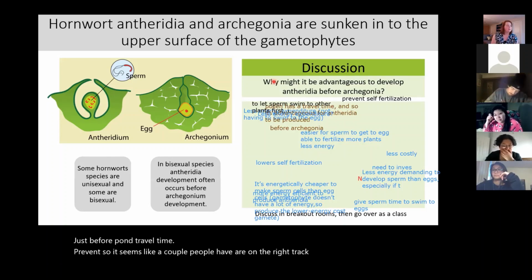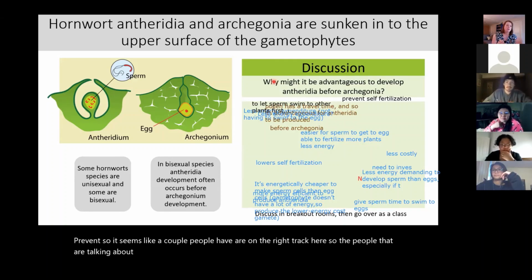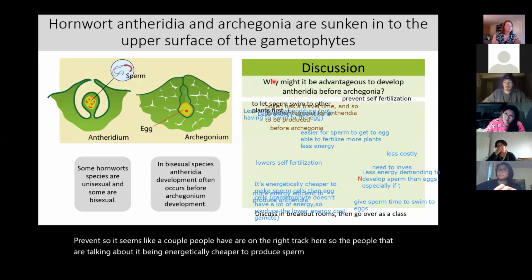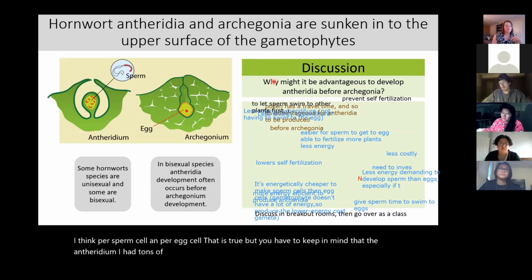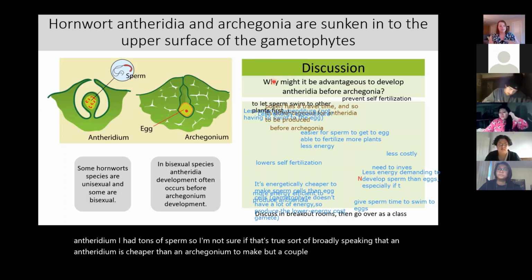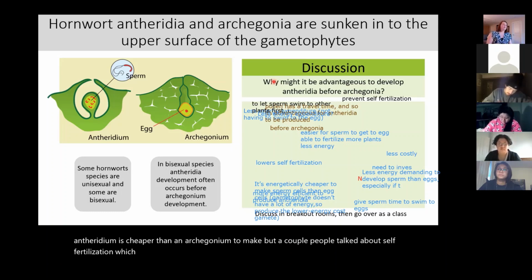So the people that are talking about it being energetically cheaper to produce sperm than eggs, that is, I think, per sperm cell and per egg cell, true, but you have to keep in mind that the antheridium has tons of sperm. So I'm not sure if that's true, broadly speaking, that an antheridium is cheaper than an archegonium to make. But a couple people talked about self-fertilization, which is on the right track.